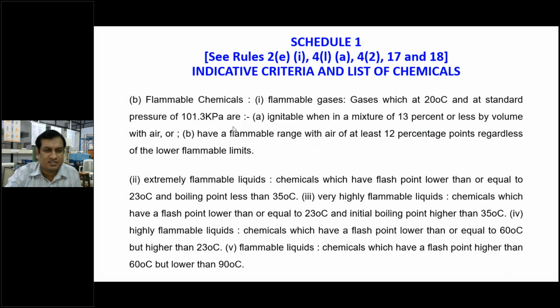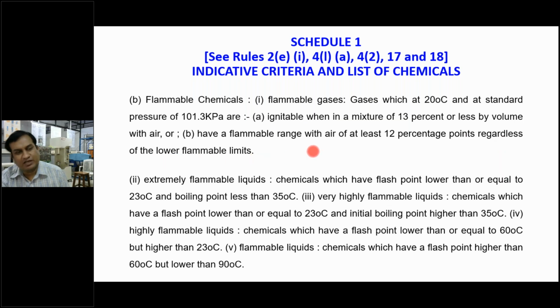Then the second case in part 1 of schedule 1 is flammable chemicals. In that flammable chemicals also there are subcategories. So first is flammable gases. So gases which at 20 degrees Celsius and at standard pressure of 101.3 kilopascal, that is flammable gases, ignitable when in a mixture of 13% or less by volume with air, or have a flammable range with air of at least 12% points regardless of the lower flammable limits.